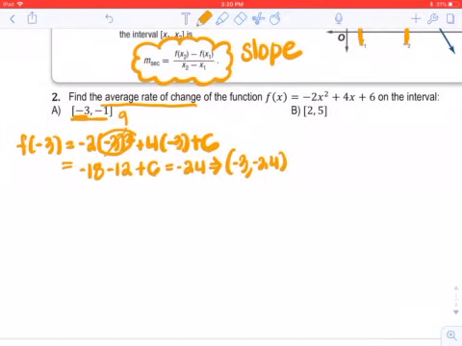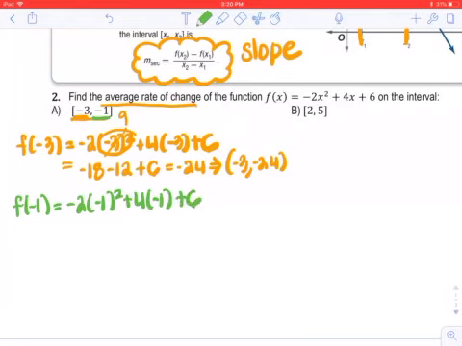Going back to where we were, now we're going to do the same thing, but with negative 1. So now we're going to find f of negative 1. Negative 2 times negative 1 squared plus 4 times negative 1 plus 6. This is positive 1 times negative 2, which is negative 2, minus 4 plus 6. Negative 2 minus 4 is negative 6, plus 6 is 0. So when we plugged in negative 1, we got 0.